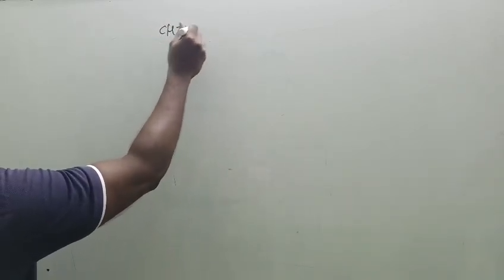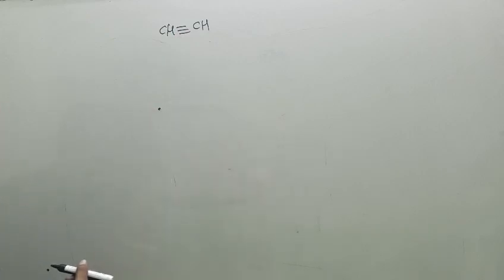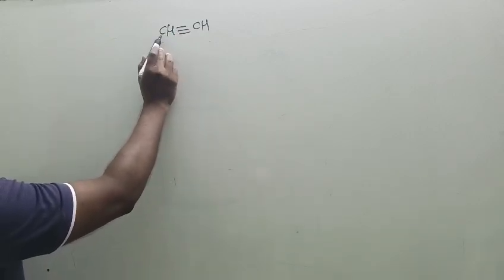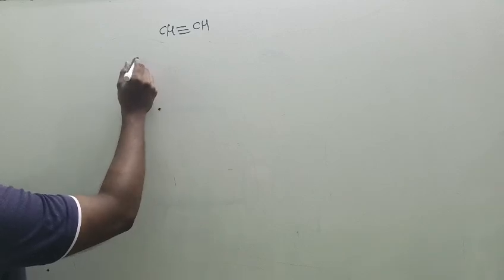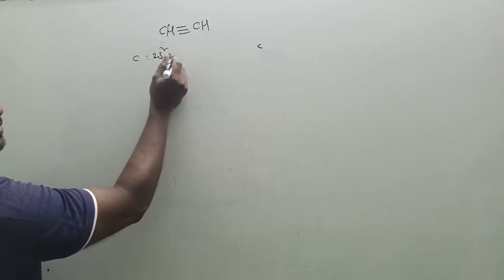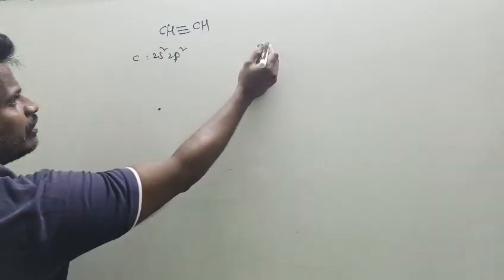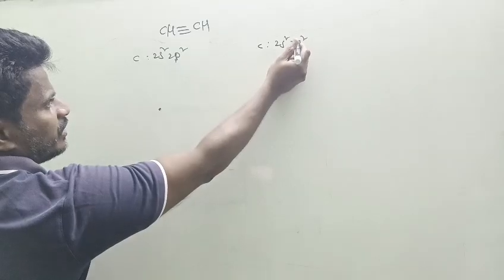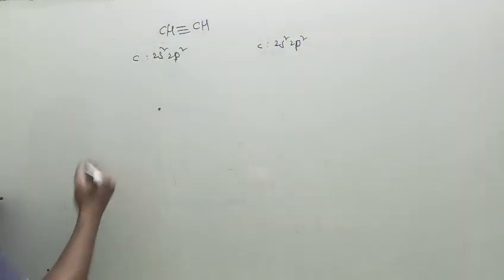Hybridization of the CH triple bond CH molecule. It is the acetylene molecule. It has two carbons. Each carbon has valence electronic configuration 2s2 2p2, and this carbon also has 2s2 2p2 electronic configuration.